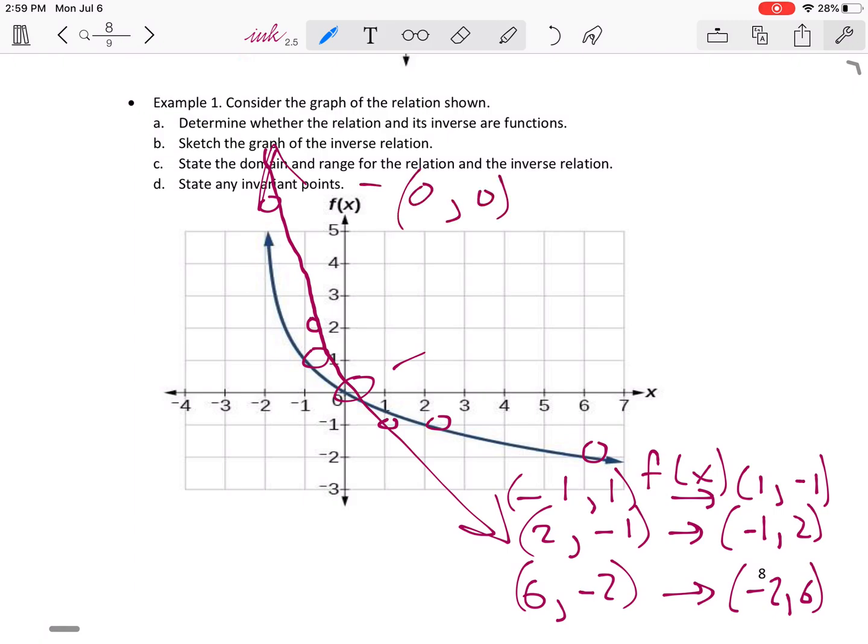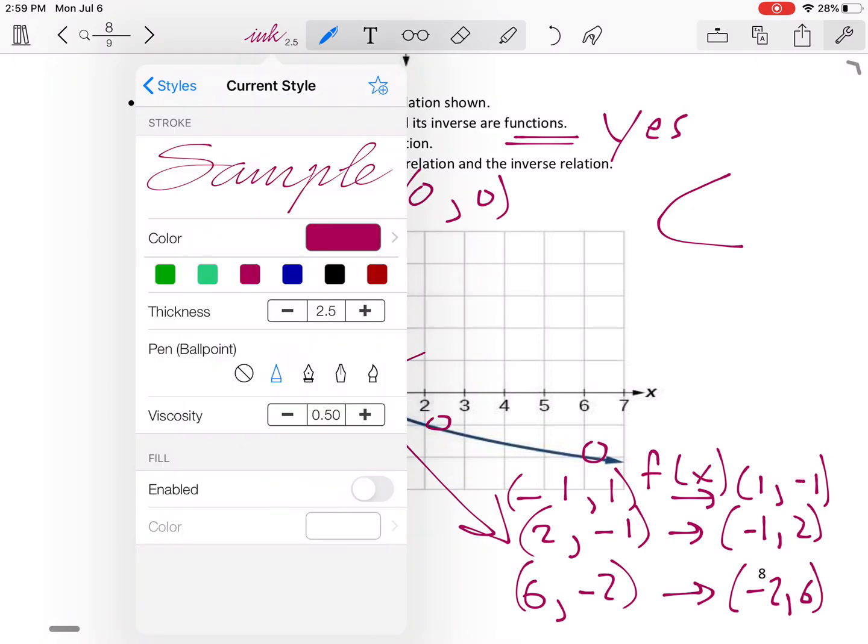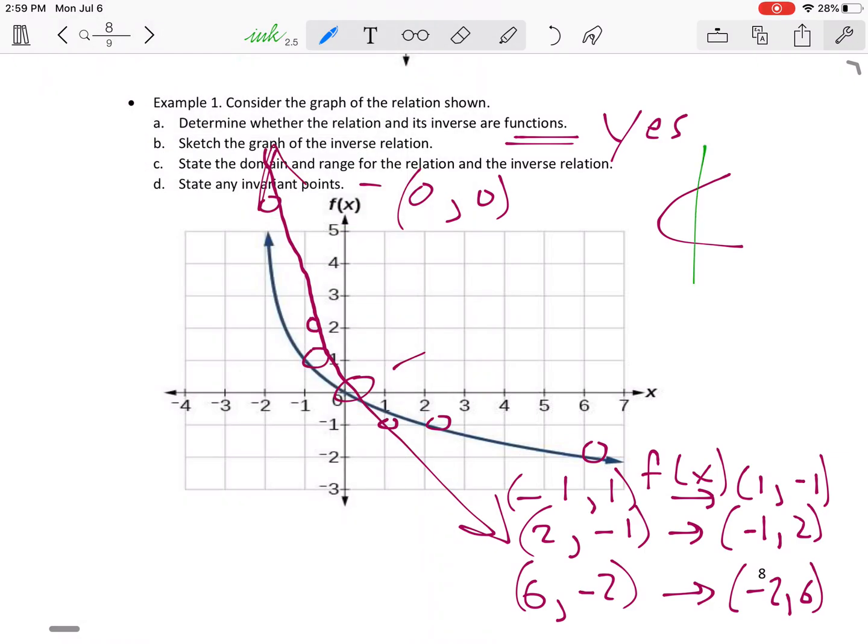Okay, and now to determine whether both of these are functions, remember, if something's a function, it has to pass the vertical line test, which basically means that if you draw a vertical line, you should only be able to get one value. So both of these would be yes. Okay, so they're both functions. If you have something like this, that would fail the vertical line test, because if you went down here, you'd get 2 points.